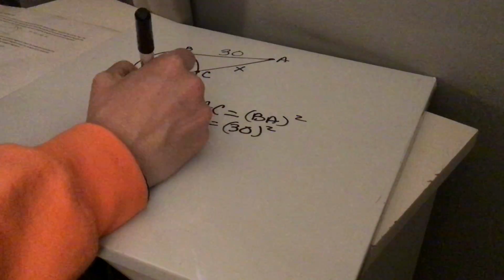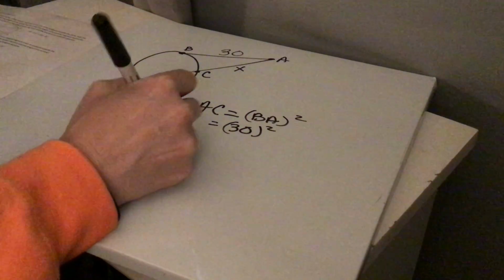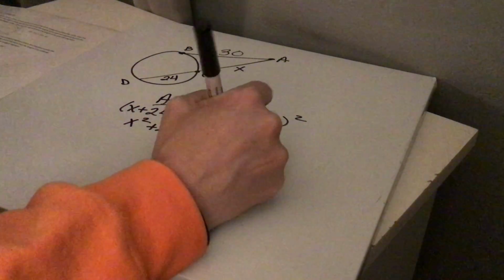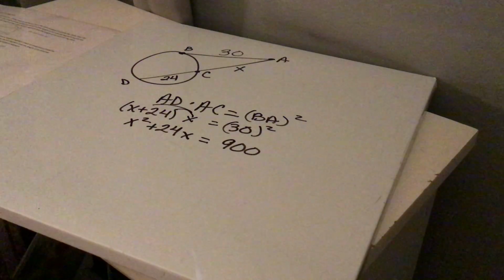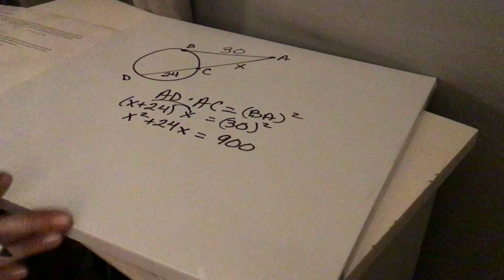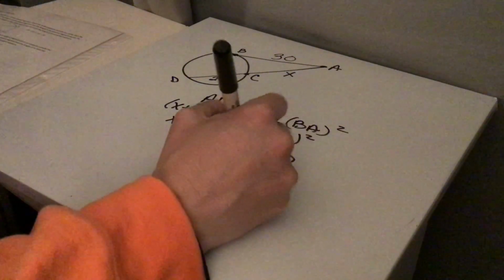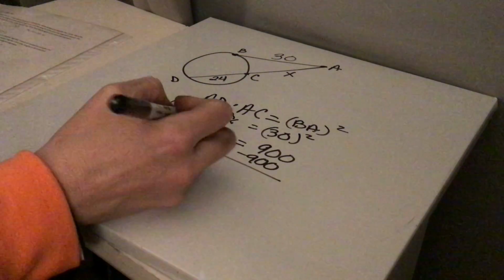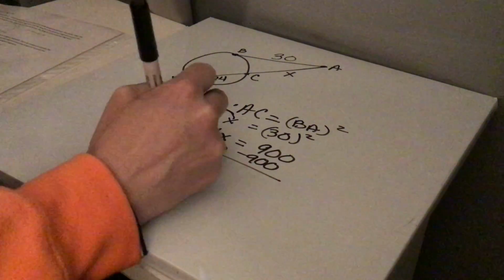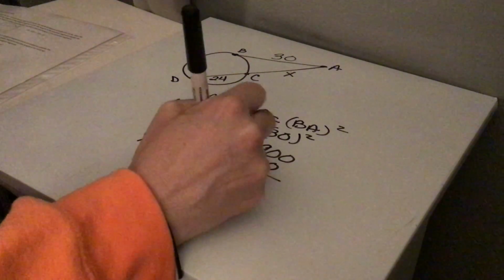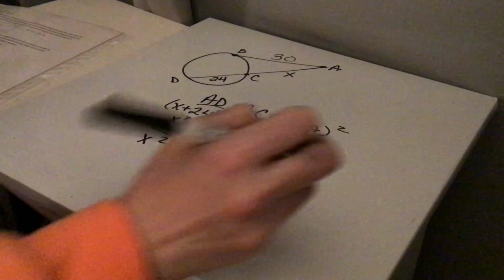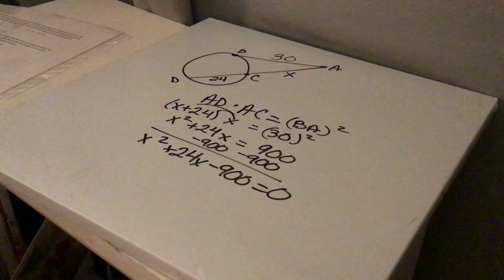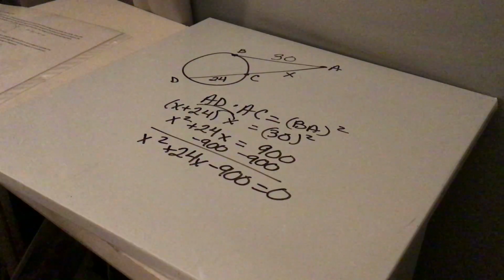So we're going to distribute the x. We get x squared plus 24x equals 30 squared, which is 900. This becomes a quadratic. So we're going to have to put everything on one side and then factor. Or you can use a quadratic equation. So x squared plus 24x minus 900 equals 0. Don't really want to have to try to find all the factors of 900. So we'll use the quadratic, okay?